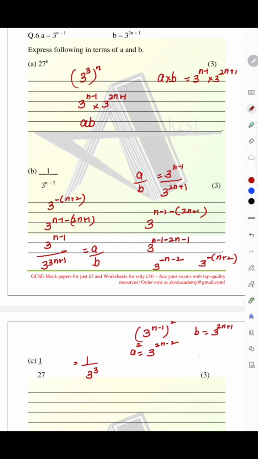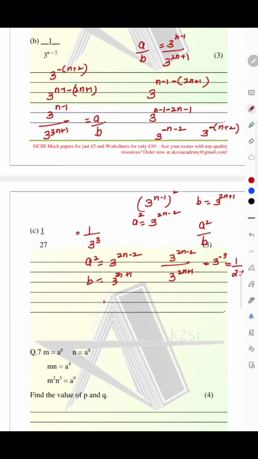So for that, I just have to divide it. When I divide 3 to the power of 2n minus 2 over b, which is 3 to the power of 2n plus 1, subtracting the powers will give you 3 to the power of minus 3, which is 1 over 27. Yes, we got our answer. So it's basically a squared is 3 to the power of 2n minus 2, b is 3 to the power of 2n plus 1, and hence we just have to divide it. That will give you the answer.